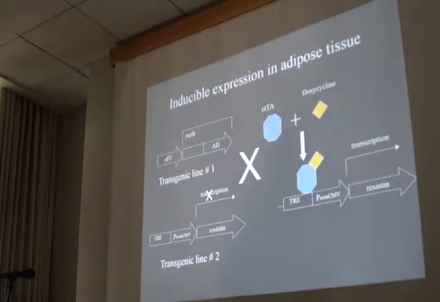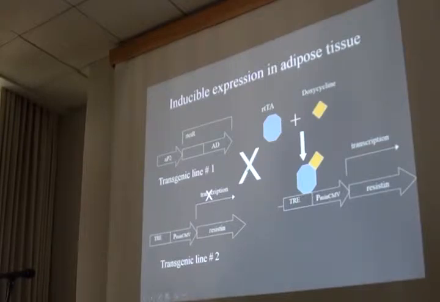And so this requires a two-transgenic system. So we have, again, our AP2 promoter, okay? And it's driving the expression of a protein called rtTA, okay? It's a mutated tetracycline binding protein, okay? And then this other mouse we made has a tetracycline inducible element, and normally resistin is there, but it's not expressed.